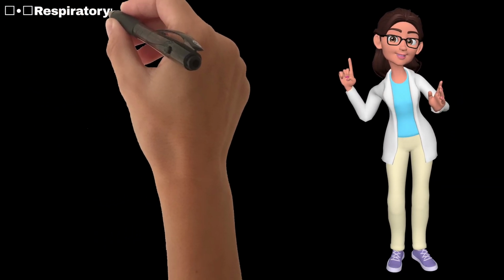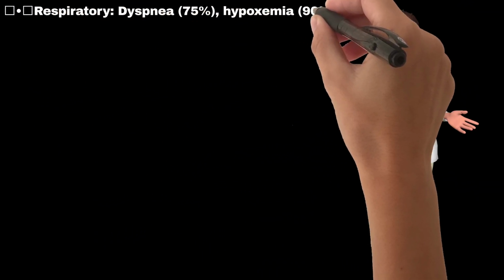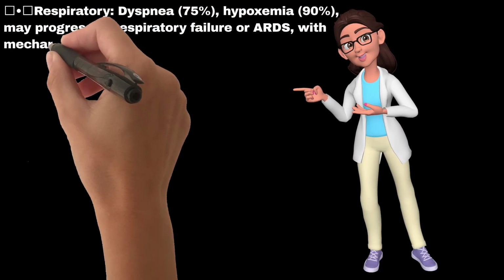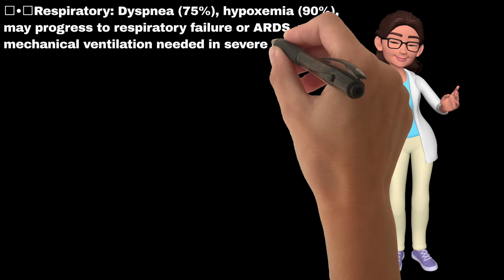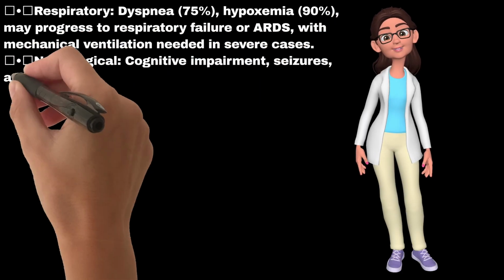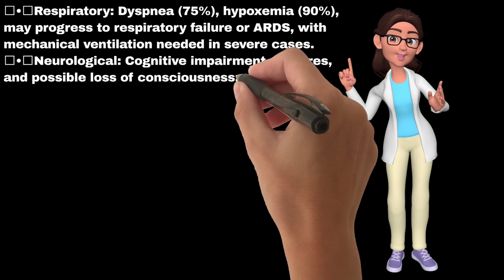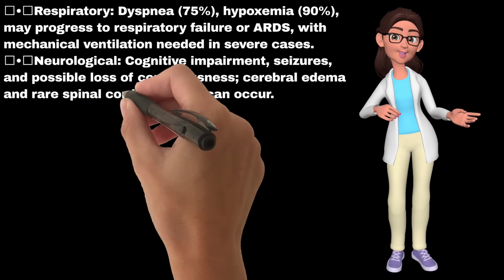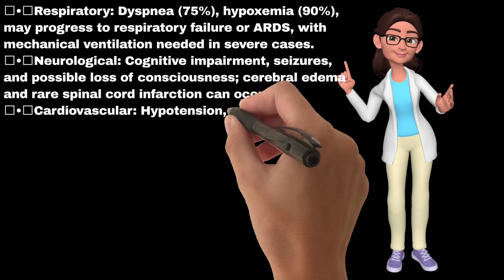The presentation. Respiratory: dyspnea, 75%. Hypoxemia, 90%, may progress to respiratory failure or ARDS, with mechanical ventilation needed in severe cases. Neurological: cognitive impairment, seizures, and possible loss of consciousness; cerebral edema and rare spinal cord infarction can occur.